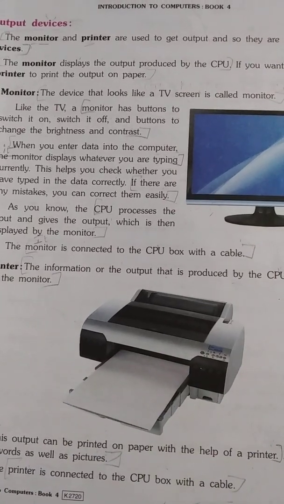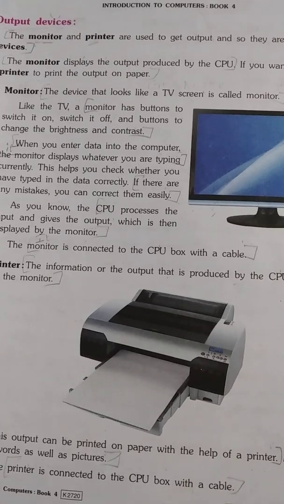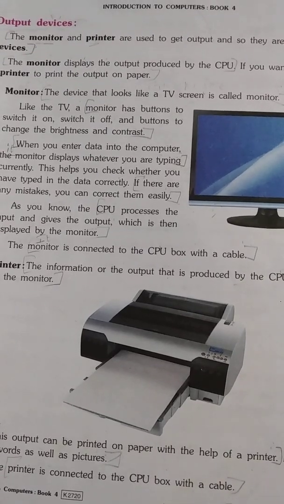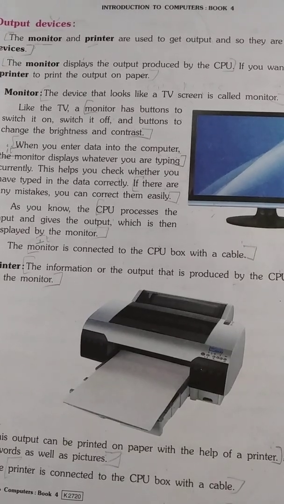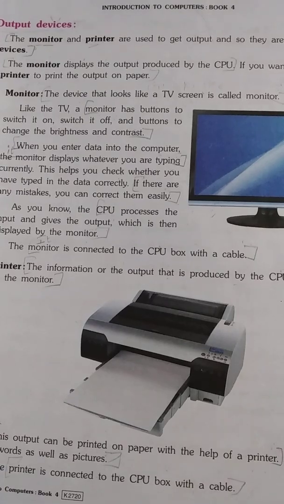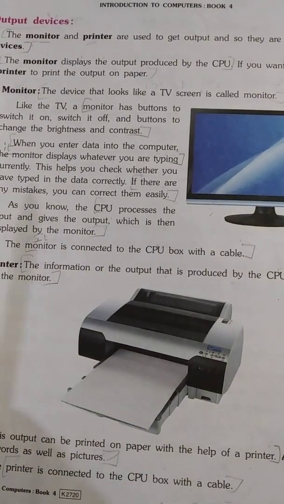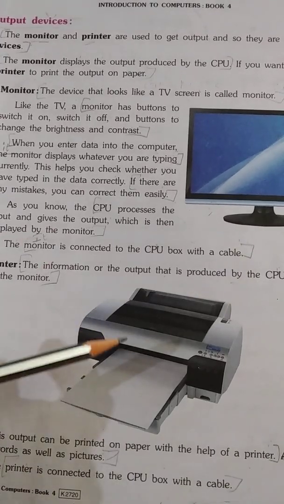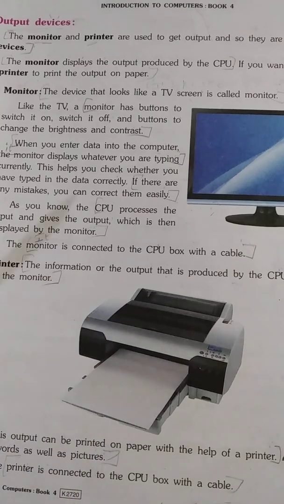Have you understood? Again I am telling you, the input devices are keyboard and mouse. The processing unit is the CPU, and the output devices are monitor and printer. So with this we have completed lesson number 2.